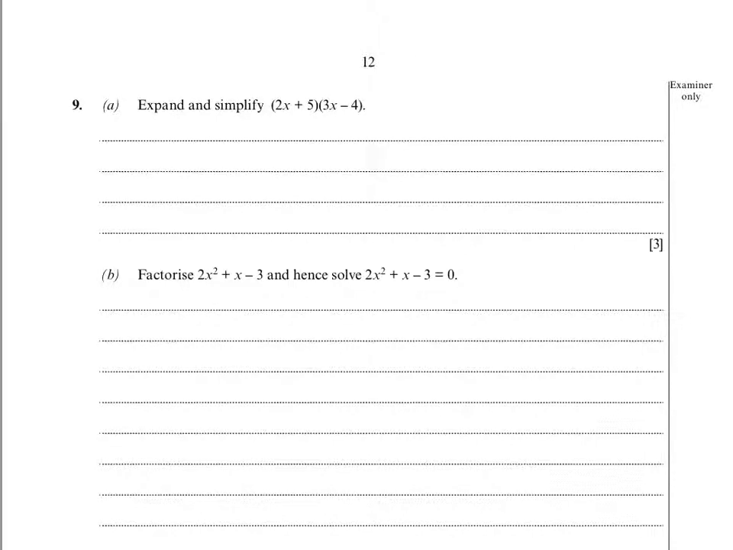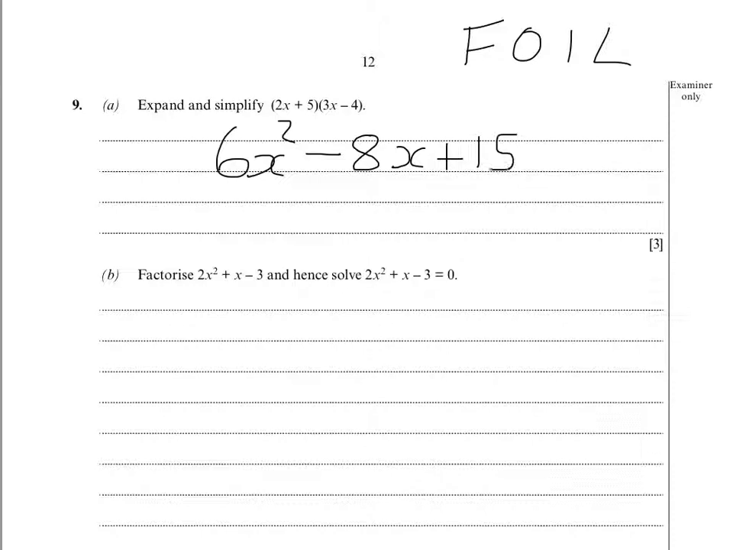I'm asked for question 9 to expand and simplify these two brackets. So I'm going to use FOIL. My firsts are the 2x times 3x. So I know that 2x times 3x, 2 times 3 is 6, x times x is x squared. My outers, 2x times minus 4 is minus 8x. Inners, 5 times 3x is 15x. And my lasts, 5 times minus 4 is minus 20.